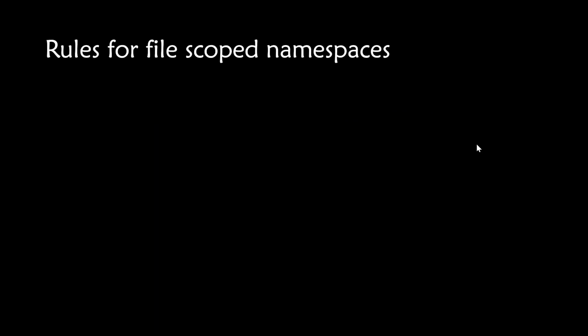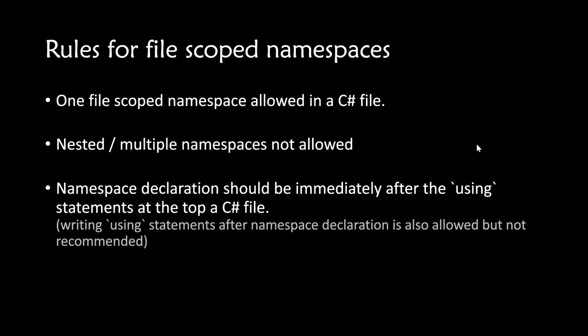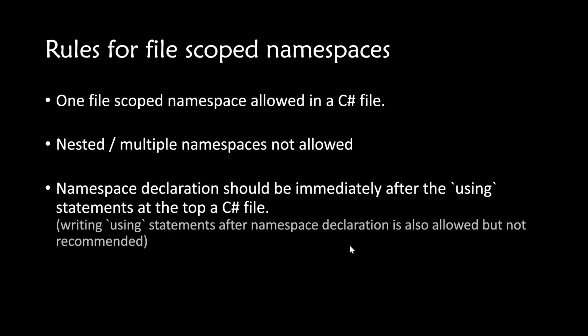So there are some rules to follow for using file scope namespaces. Only one file scope namespace is allowed in a C# file. Nested and multiple namespaces are not allowed. The namespace declaration should be immediately after the using statements at the top of the C# file. That means you declare all your usings at the top of the C# file, and then declare the file scope namespace, and then declare all your classes. So these are the things you need to remember while using file scope namespaces.